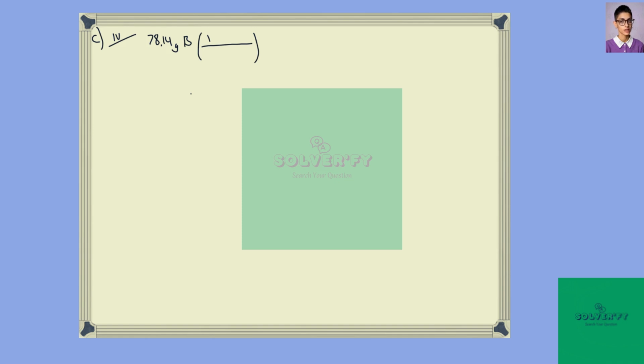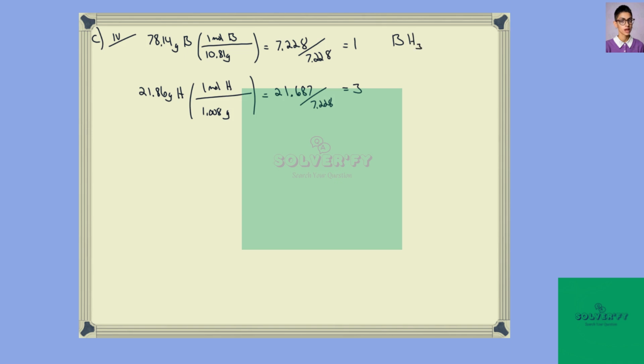If we have 100 grams at 78.14% boron, we would have 78.14 grams boron. We divide by the molar mass in order to get the moles of boron. What's left out of 100 is 21.86% hydrogen. So a 100 gram sample would have 21.86 grams hydrogen, which we'll convert to moles of hydrogen by dividing by the molar mass of hydrogen. So for every 7.228 moles boron, we have 21.687 moles hydrogen. We divide by the smallest in an attempt to get whole numbers, and we get 1 and 3. So the empirical formula would be BH3.